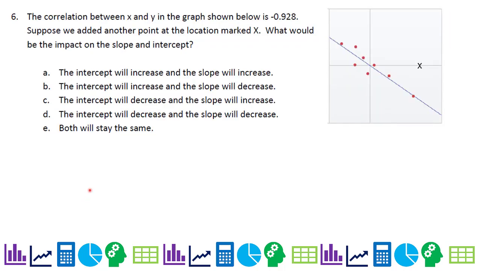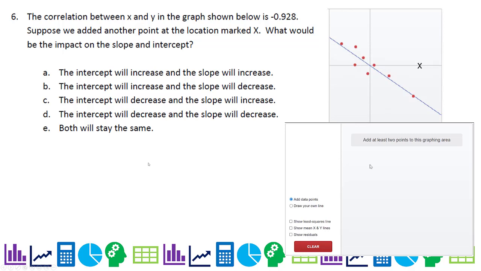Okay, the correlation between x and y in the graph shown is negative 0.928. Suppose we add another point at the location marked x. What would be the impact on the slope and the intercept?